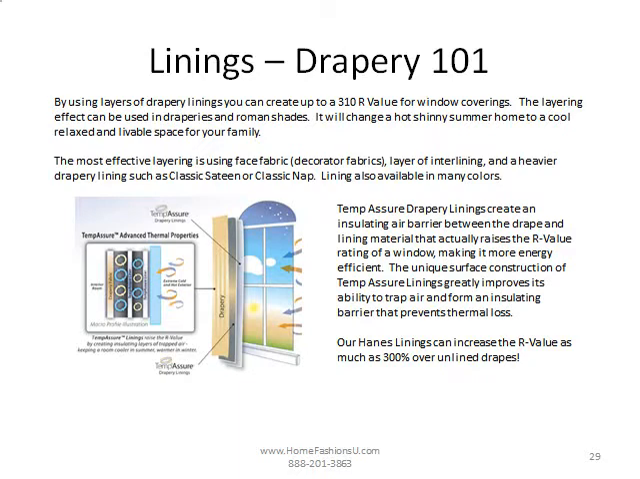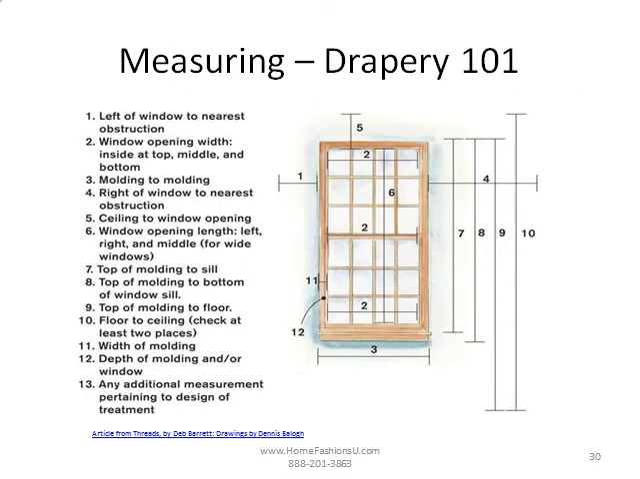Temp Assure drapery linings create an insulating air barrier between the drape and the lining material that actually raises the R value rating of a window, making it more energy efficient. The unique surface construction of Temp Assure linings creates greatly improved ability to trap air and forms an insulating barrier that will prevent thermal loss. Our Hanes linings can increase R value as much as 300% over unlined drapes.